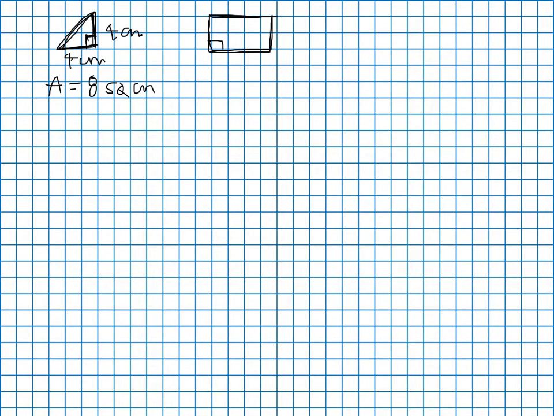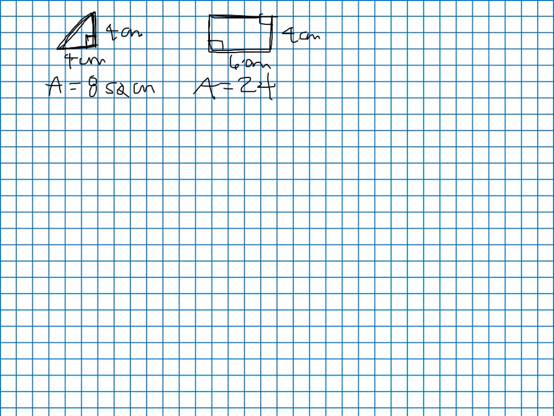And this is a rectangle. We have 6 centimeters and 4 centimeters, and let's figure out the area of that. 6 times 4 is going to give us 24. Now, this is a simple shape. This is a simple shape.